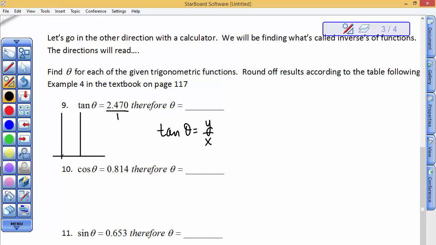So I want that side to be 2.5 times as long as that side. So that's what I think I should draw. Good enough, I'm going to use it. Remember, these are all for right triangles. And I want to know the size of that angle.